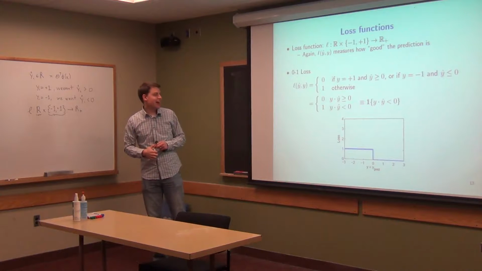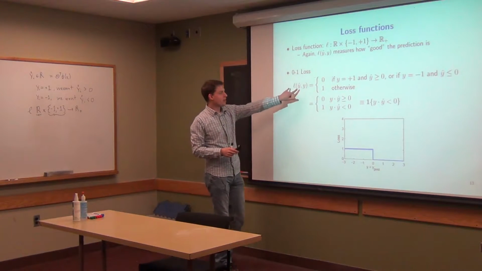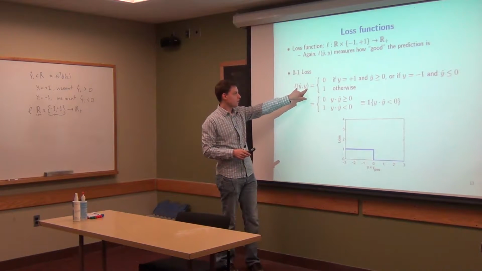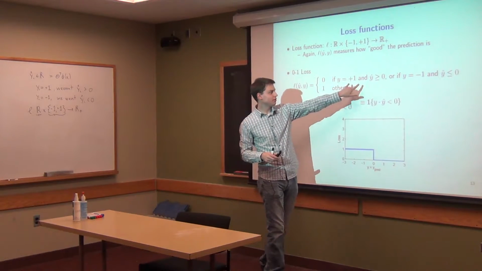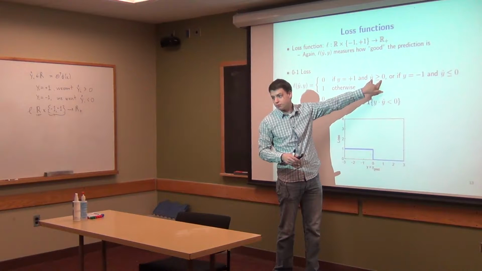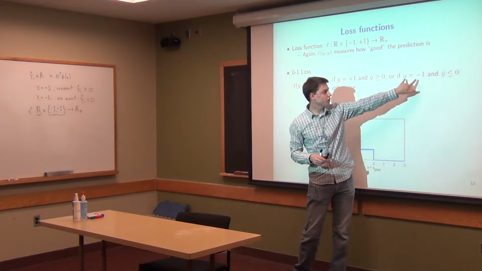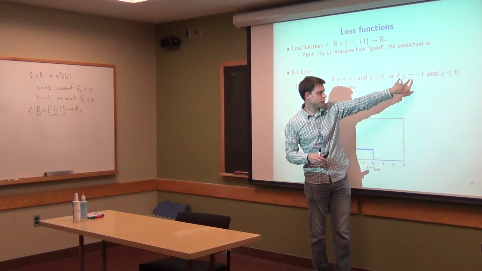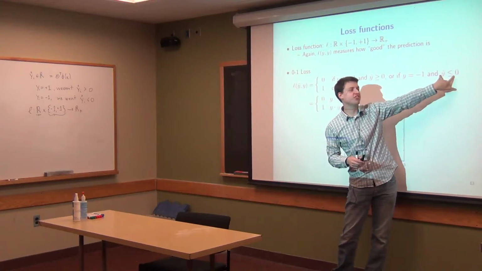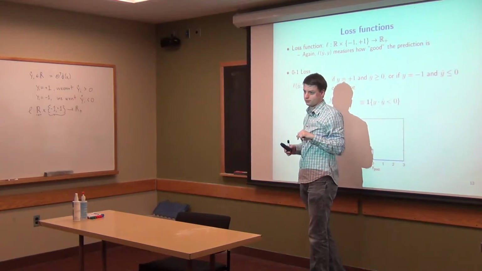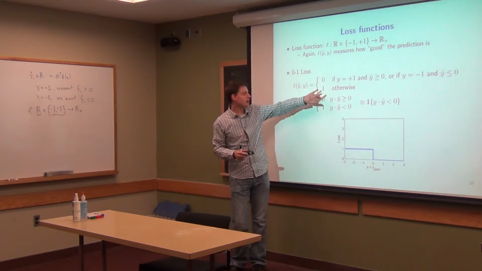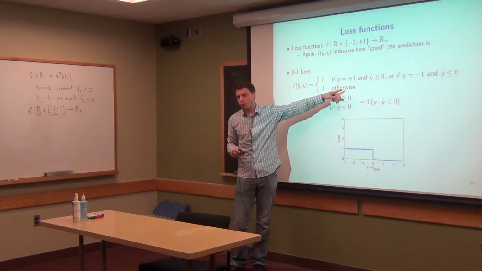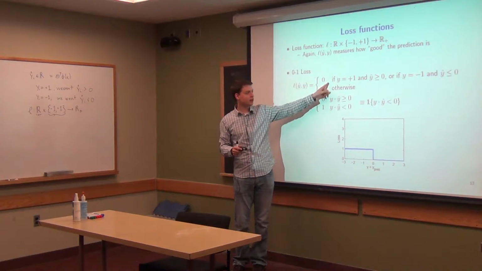And one way of writing that is that this loss function equals 0 if the true label is +1 and our prediction is greater than 0, or if the true label equals -1 and our prediction is less than 0, and we suffer loss 1 otherwise. Does that first one make sense?